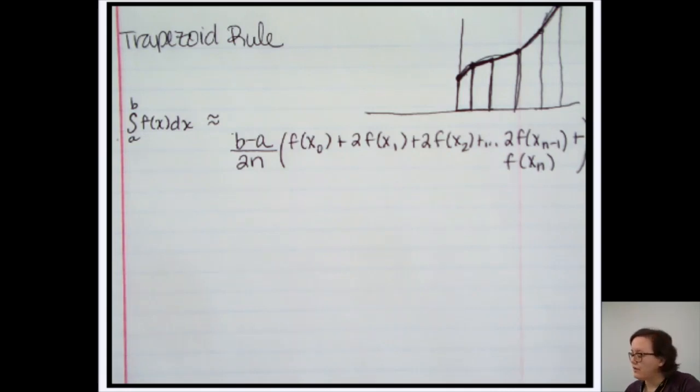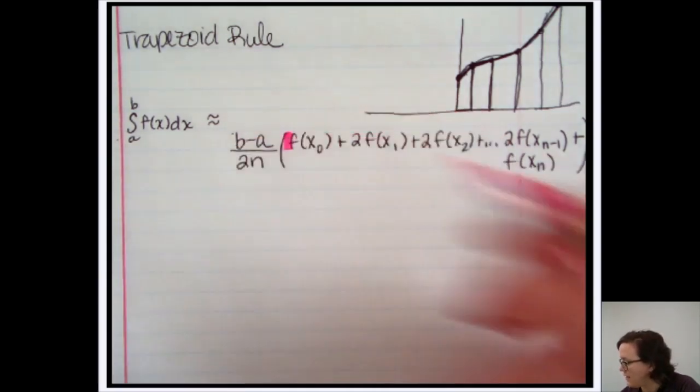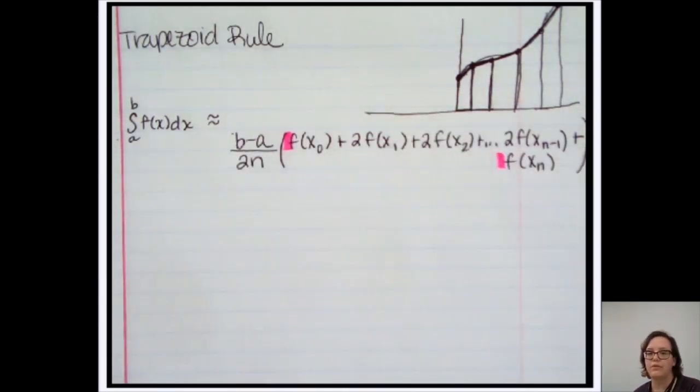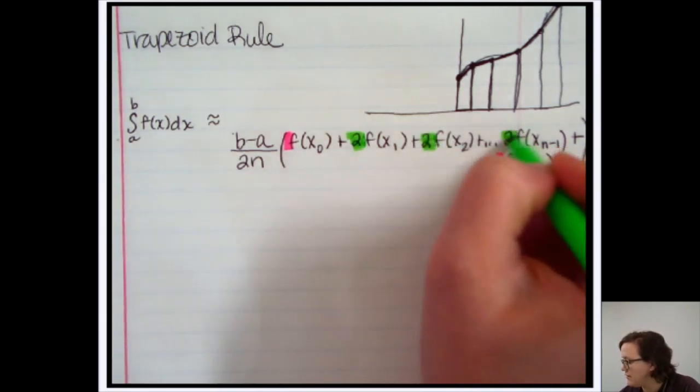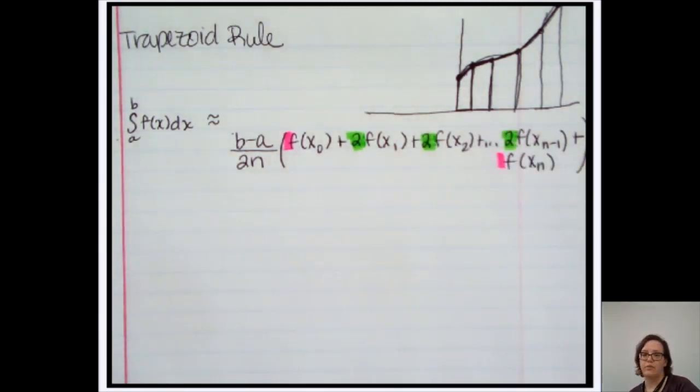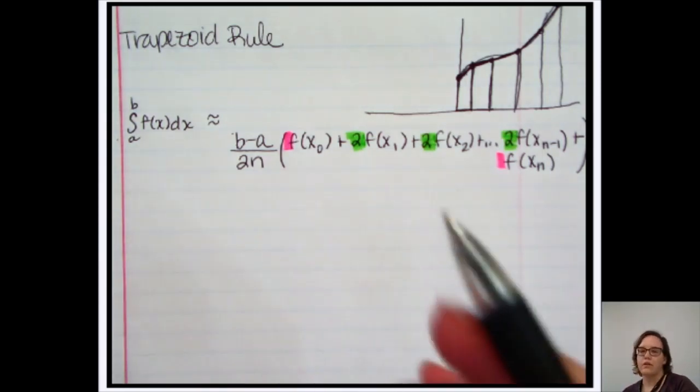Now, notice on the first one and the last one, the numbers in front are ones, and we'll explain why in just a second. Everything else in between has 2. So that's one side note to get. Now, where does this all come from?